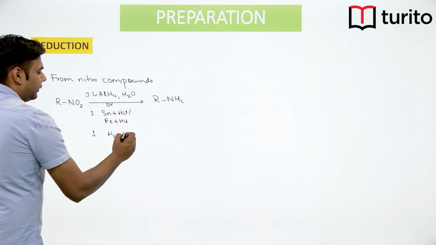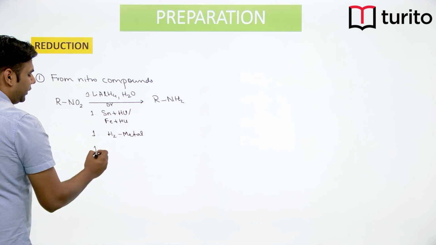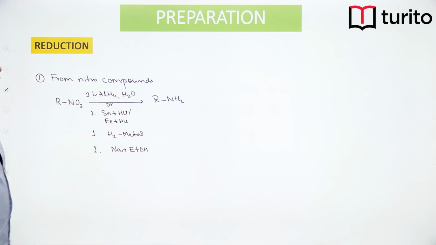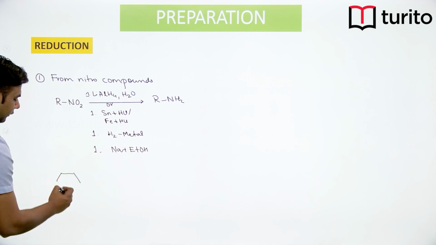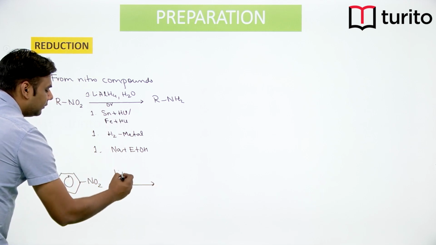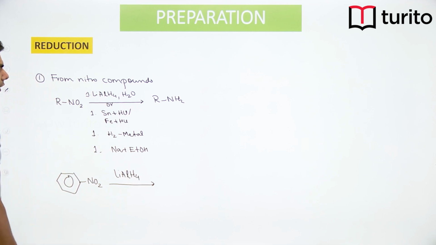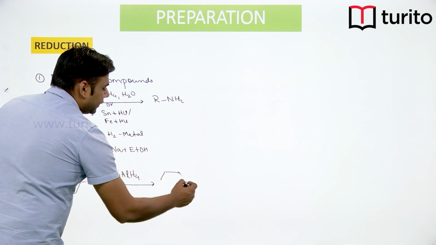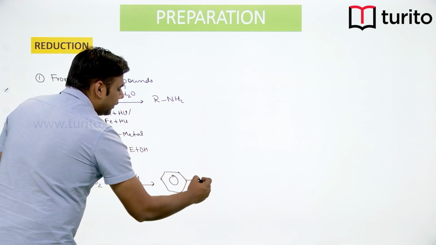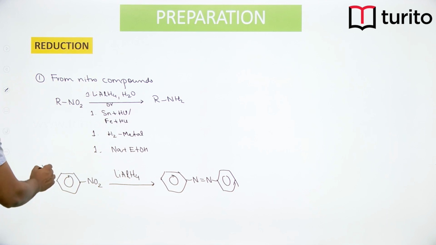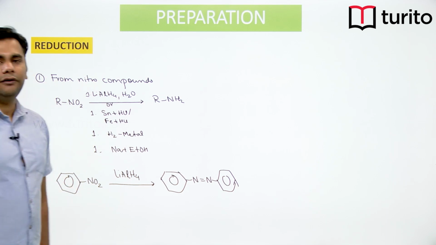Other such reagent could be hydrogen metal, okay, or it could be sodium ethanol. So when you take any of these reagents and you add it to RNO2, we will get a 1 degree amine. But just remember one exceptional behavior of lithium aluminum hydride. When you try to do the reduction of nitrobenzene using lithium aluminum hydride, we were expecting that an aniline would be formed in this case. But what happens is azobenzene is formed. Okay, so you have to remember this. With NO2, with aniline, it forms azobenzene.